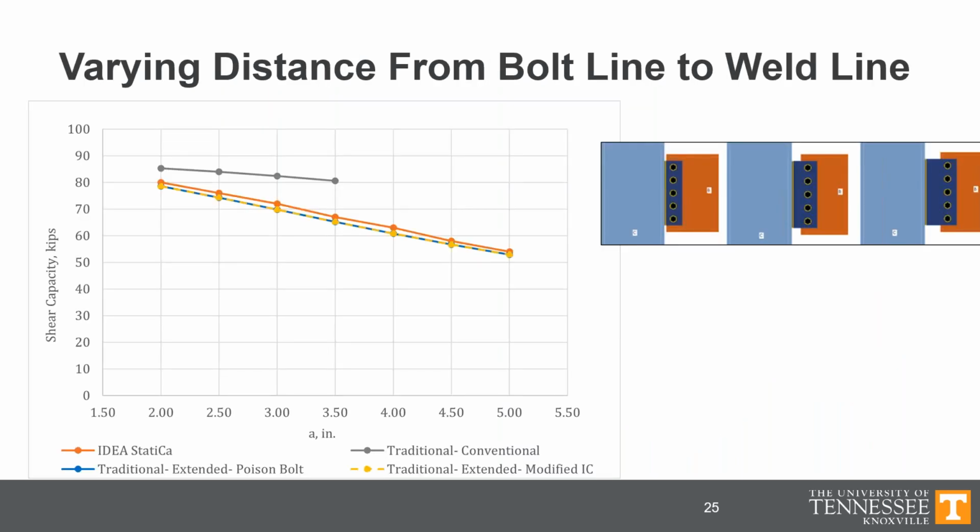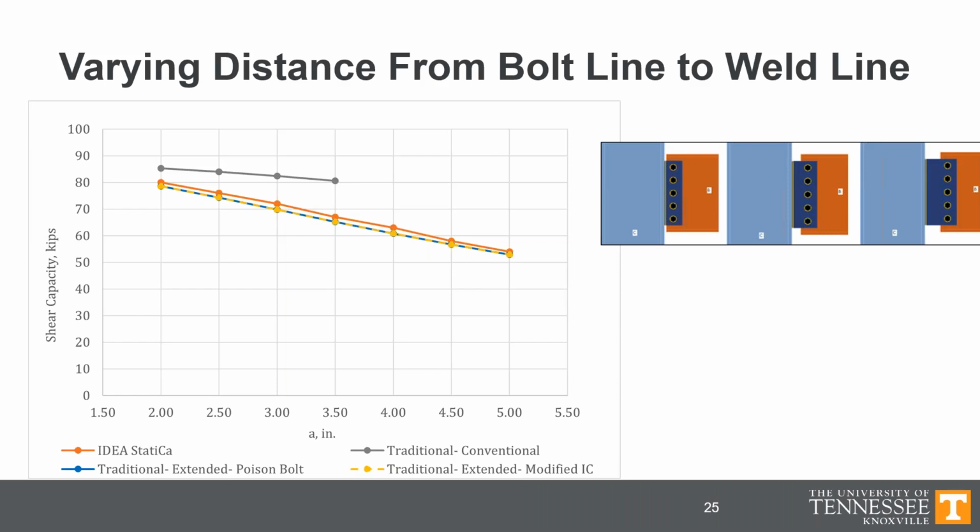An important part of the design of these connections, whether it's IDEA StatiCa or the traditional calculations, is selection of the point of zero moment. A common assumption is to have the point of zero moment located at the weld line. And this is what's baked into the traditional calculations defined in Part 10 of the AISC manual. They utilize this assumption. However, I'll note that for the conventional connections, the method does permit using half the distance between the bolt line and the weld line as the eccentricity for the bolt group.